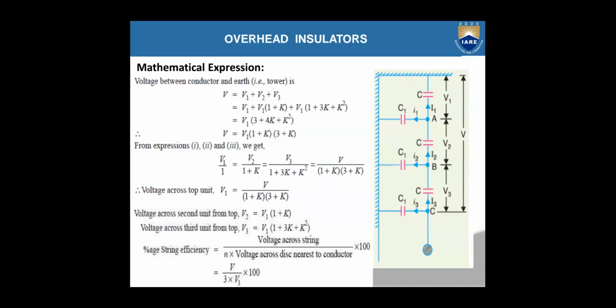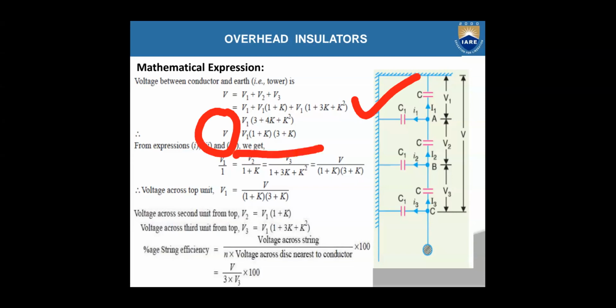Right, the total voltage V is equal to V1 plus V2 plus V3. Now you know that V2 in terms of V1 and V3 in terms of V1 were developed. V2 is V1 into (1 plus k), and V3 is V1 into (1 plus 3k plus k square). Those values were substituted here, so the total voltage V is expressed in terms of V1 only.